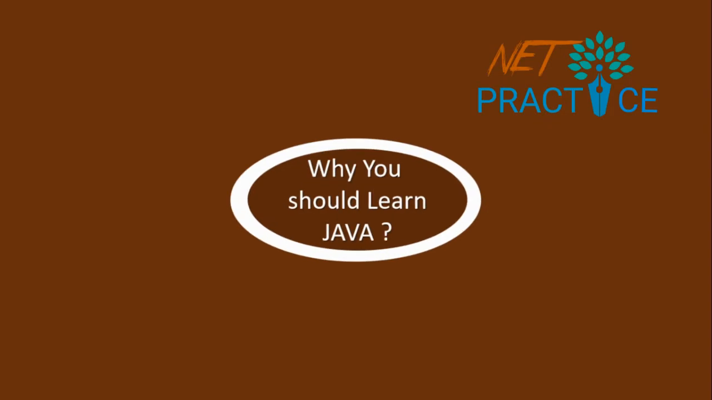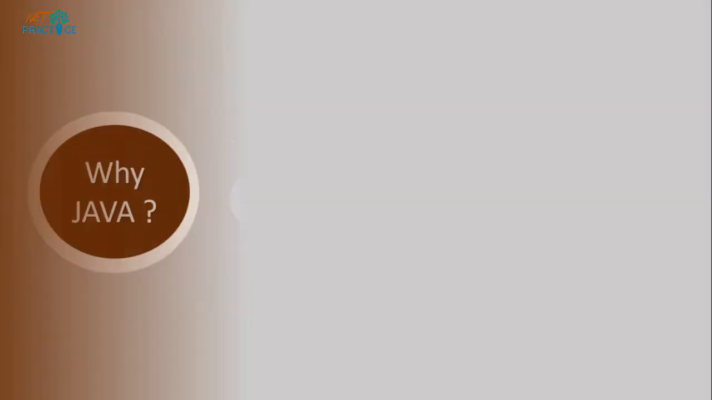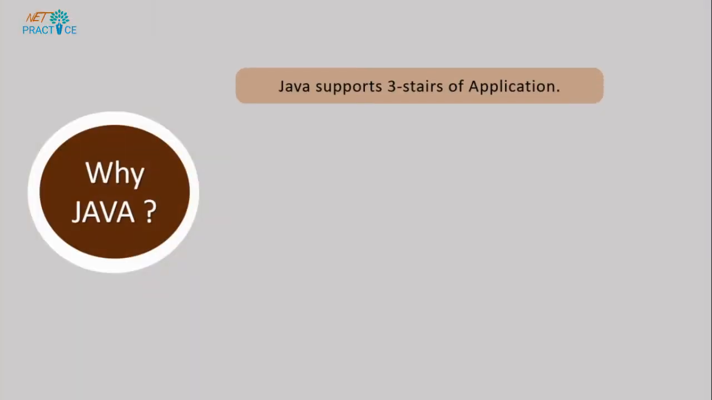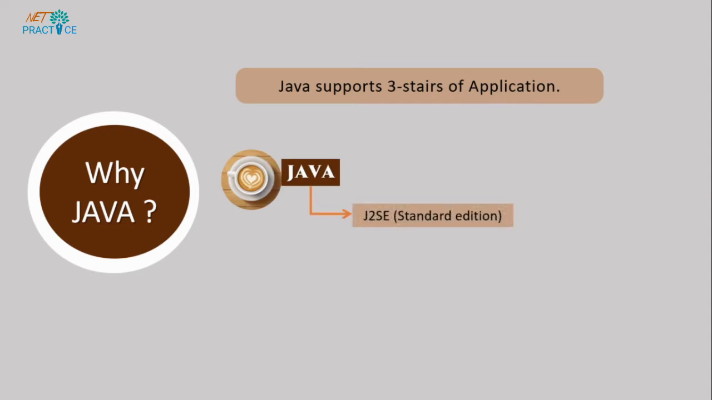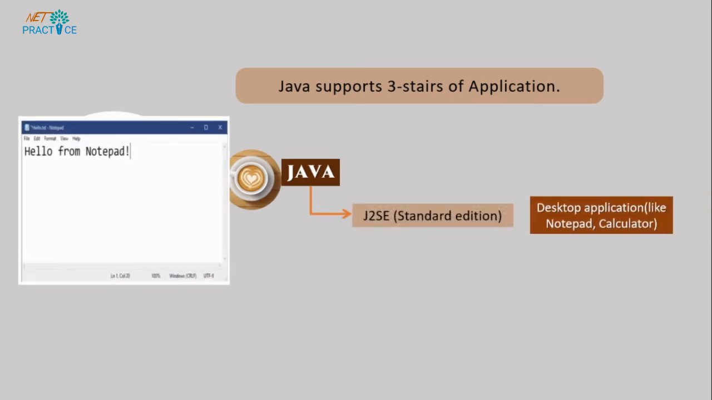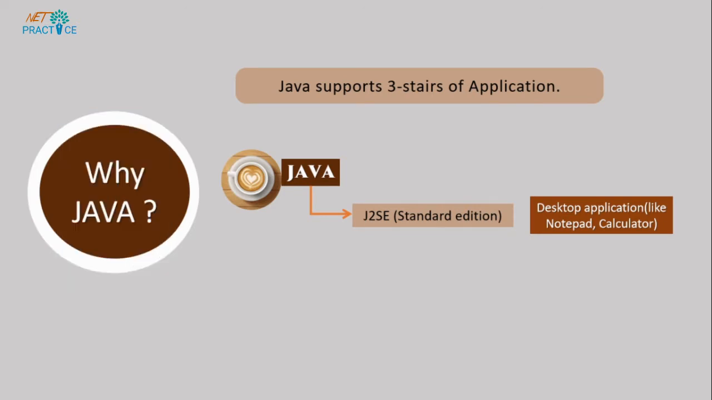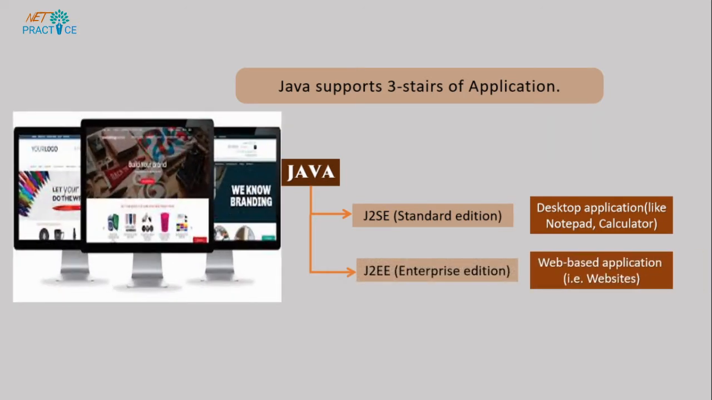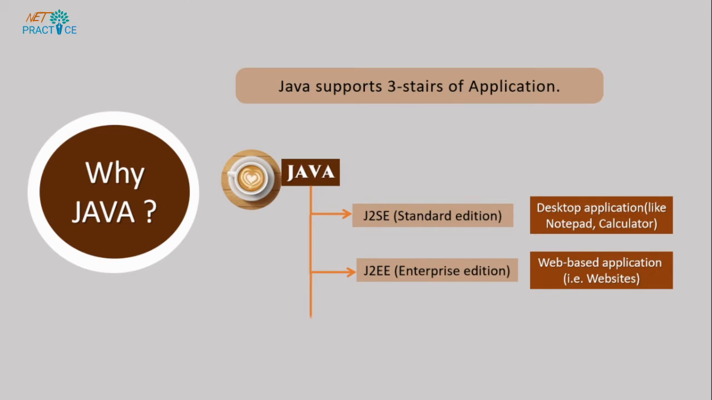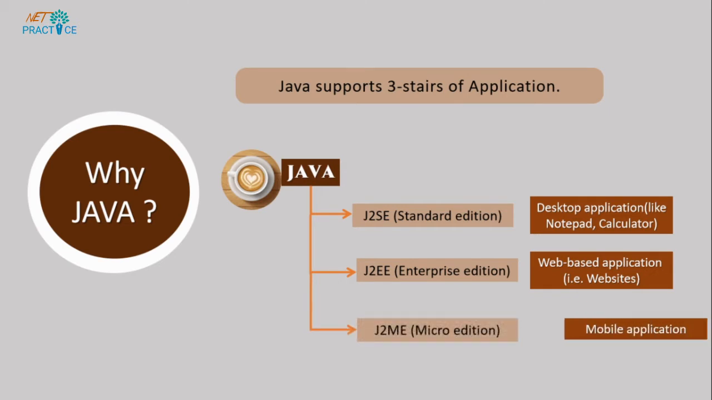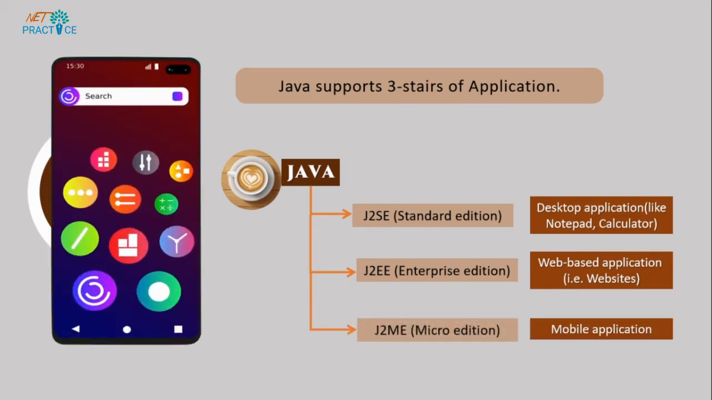Today we will discuss why you should learn Java. There are so many programming languages available, so why should you choose Java? Because Java supports 3 tiers of application. Java has Standard Edition, by using this you can develop Notepad and calculator, any kind of desktop application. Java has Enterprise Edition, by using this you can develop websites. Java has Micro Edition, by using this you can develop mobile applications.